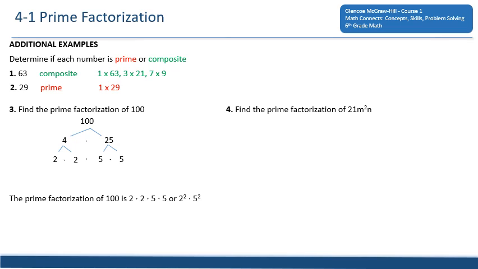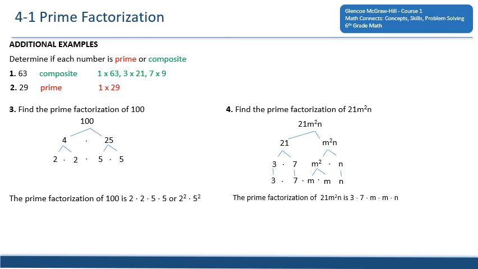And 4, find the prime factorization of 21m squared n. So 21m squared n, we factor that out. Then we factor 21, we have 3 times 7. And if we factor m squared n, we have m squared times n. And then we bring down 3 and 7, and we factor m squared into m times m. Then we bring down the n. And the prime factorization of 21m squared n is 3 times 7 times m times m times n.